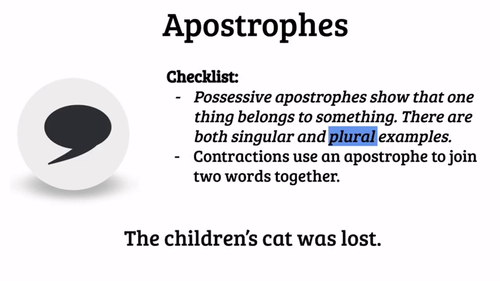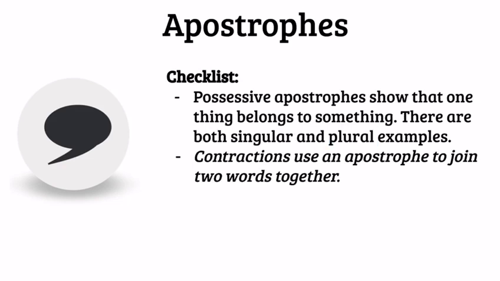Here is an example of a plural that didn't have an S on the end. Children. We know that there's going to be more than one child, but there isn't an S at the end of children. So we add an apostrophe and add an S. The children's cat was lost. So basically, if it has an S on the end, we don't normally add another one. If it doesn't have an S on the end, we usually add an apostrophe and an S.